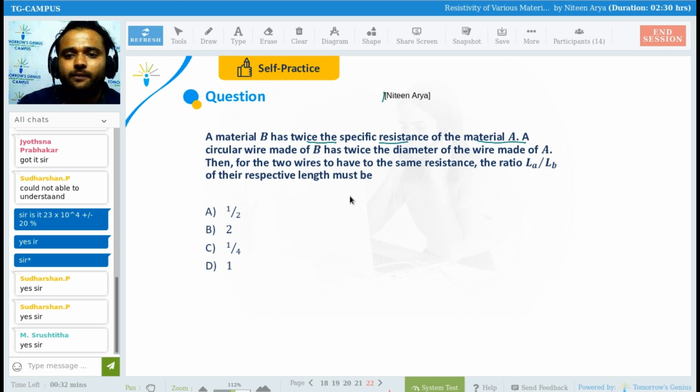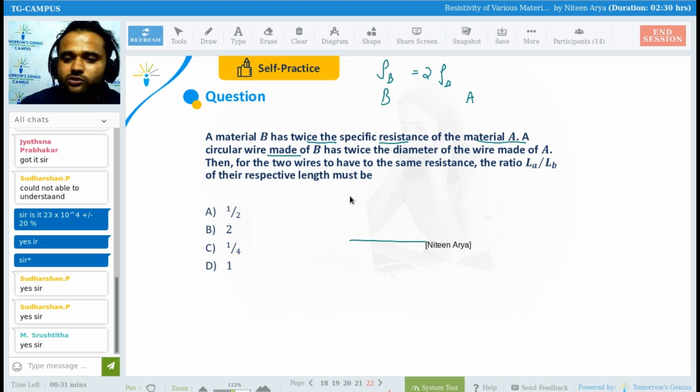Okay, we have two materials, material B and material A. So what is the specific resistance? Resistivity of B is twice that of A, if I'm reading correctly. Material B has twice the specific resistance of material A. Correct. A circular wire made of B has twice the diameter of the wire made of A.